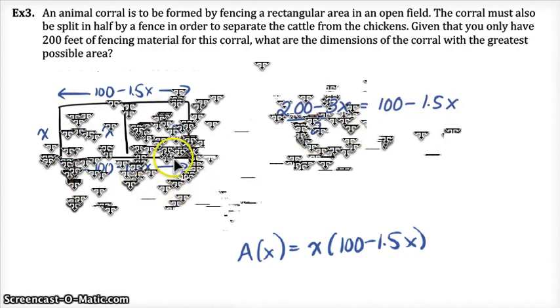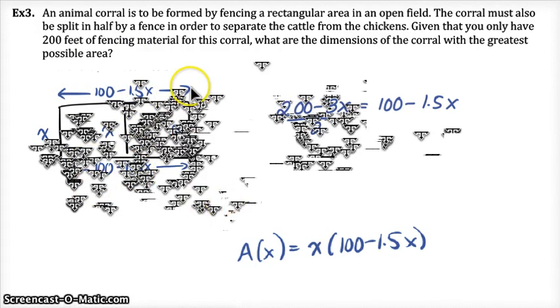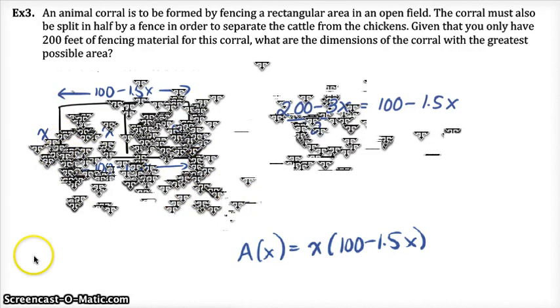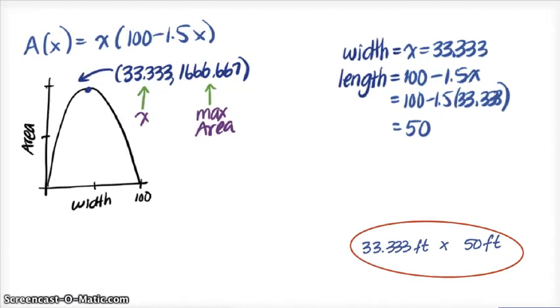So the whole entire thing should add up to 200. If you want to check that, x plus x plus x plus these negative values of x is going to add up to 0, and then of course the hundreds add up to 200. Then the area for the entire thing in terms of x is just x times 100 minus 1.5x, which is down here. Remember, that was the formula for area, x times 100 minus 1.5x.